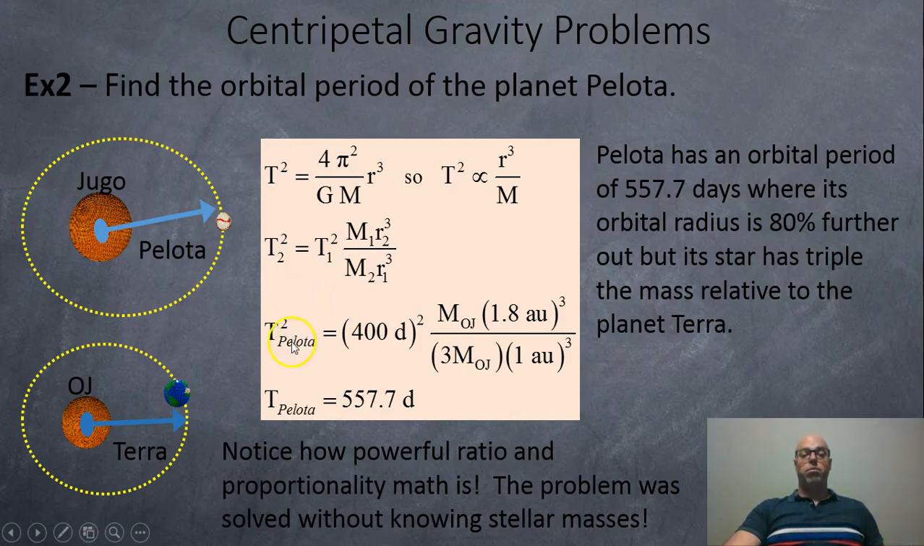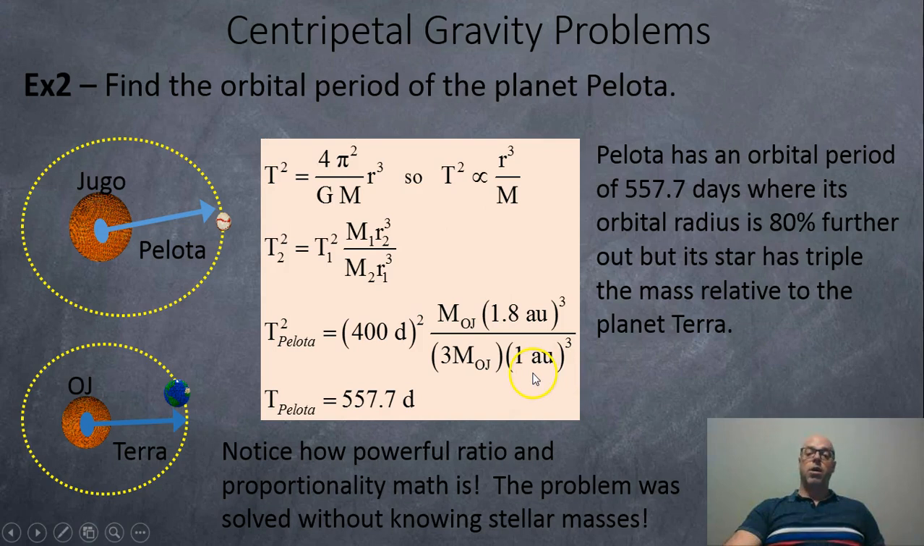The period of 2 squared, or period of Pelota squared, would be the 400 days squared for Terra, times the mass of the star OJ, divided by the mass of Hugo, which is 3 masses of OJ. And then we have the R2, the new radius is 1.8 AU cubed over 1 AU cubed.